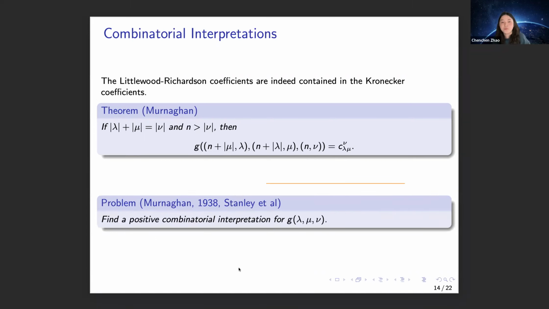Then we would like to find a positive combinatorial interpretation for the Kronecker coefficients, that is, a set of objects whose size the Kronecker coefficients describe. But this is a very, very difficult question, and it remains open because of the lack of tools that we can use to study the Kronecker coefficients.